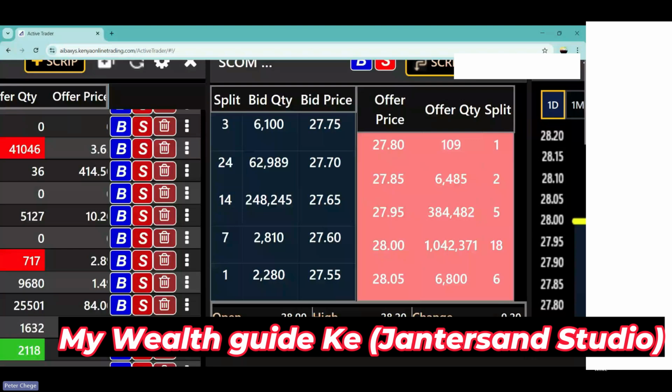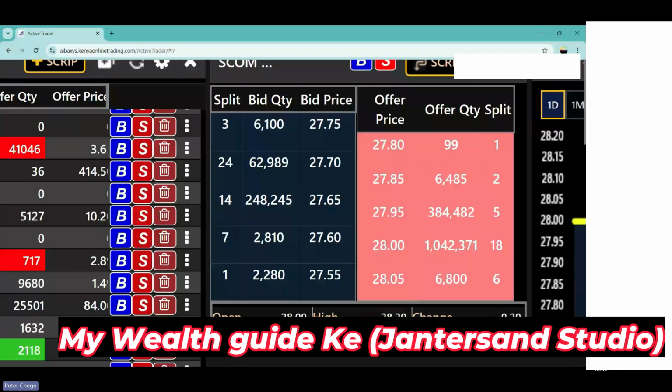If you are buying, you would want to take it to 27.80 because the buying pressure is at the top. If you put your price at 27.70, there are already 63,000 shares ahead of you. You have to wait for those to be bought. Would you want to place your order there? You'd better place it at 27.75. You wait for the 6,100, and it requires a few orders. These are just 3 split orders. It only takes 2 or 3 orders to come in and clear.